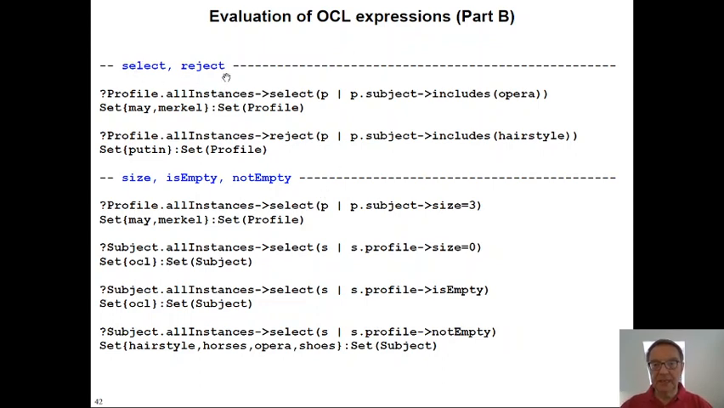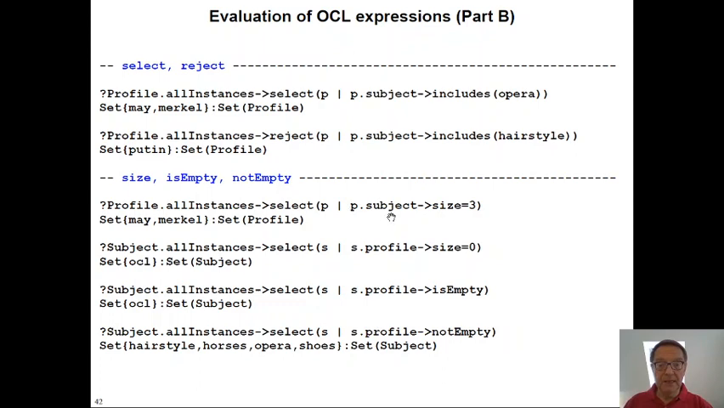That was the select and the reject. We have other options inside the select that can be used. That is the size, the is empty, and the not empty. The size calculates the number of elements that sit in a collection. The is empty answers the question whether the collection is empty. So when the collection is empty, it returns true. And the opposite is the operation not empty. When not empty yields true, the collection is not empty.